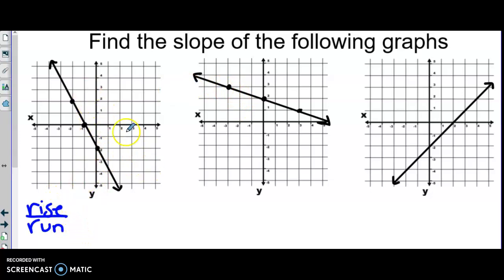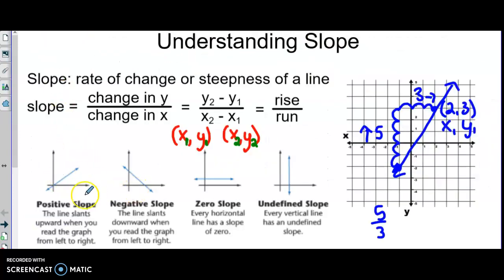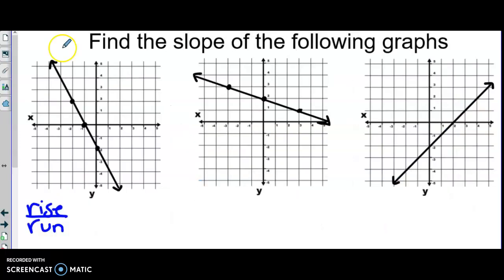All right, so if we look at this first graph, I like to start at the bottom point because I rise up first. And before I even do my rise over run, I'm going to look at each graph and I'm going to label whether it's positive or negative. So if I go back here and think about these things, remember from left to right, if it's going uphill, it's positive. If it's going downhill, it's negative. So if we look at this one, it is going downhill. So this one we know is going to be a negative slope. I'm going to go ahead and put a negative on my answer. That way I don't have to worry about it later on or get confused later on.